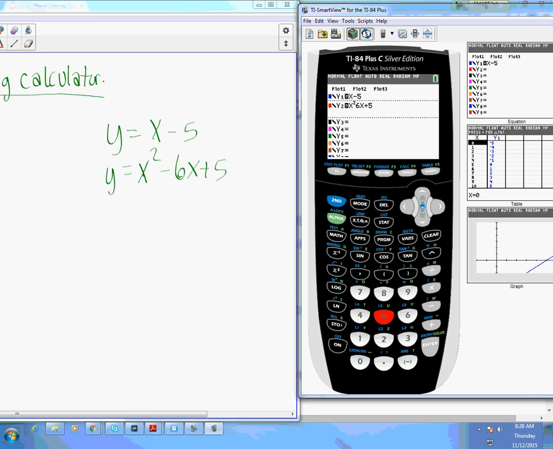Okay. Now, to make sure our windows are the same, we're going to go to Zoom, which is right here at the top, in the middle. Put Zoom and look for Z standard. Z standard. That's a standard zooming window from -10 to +10.